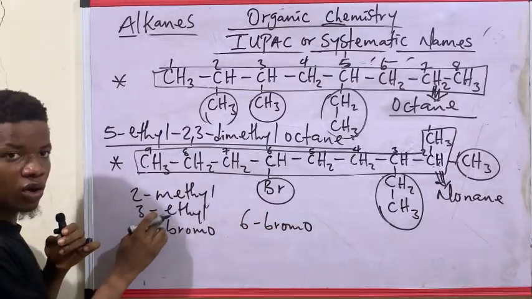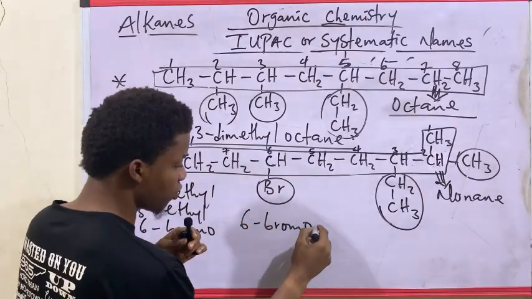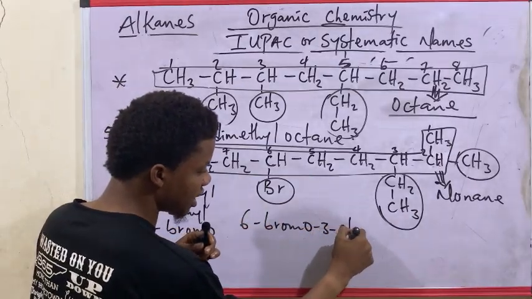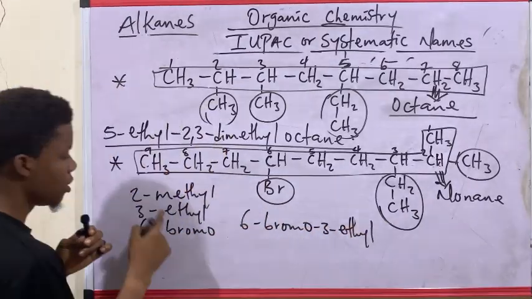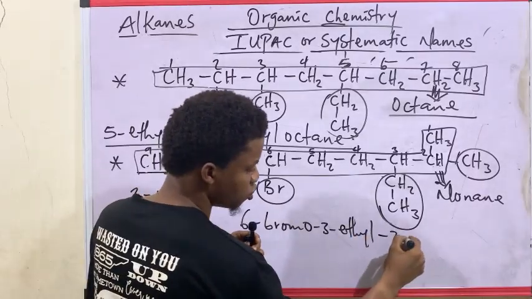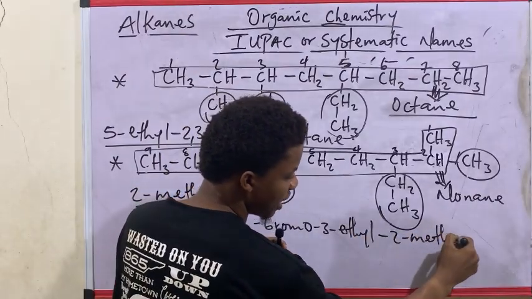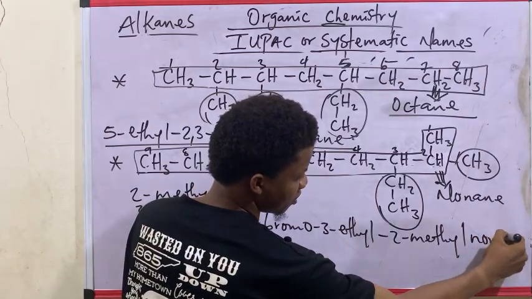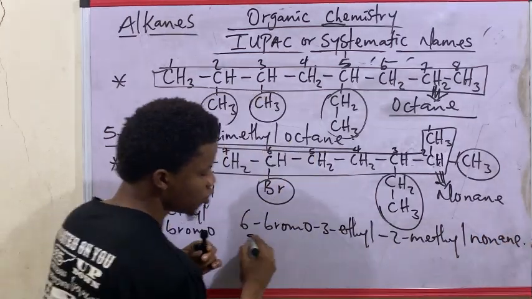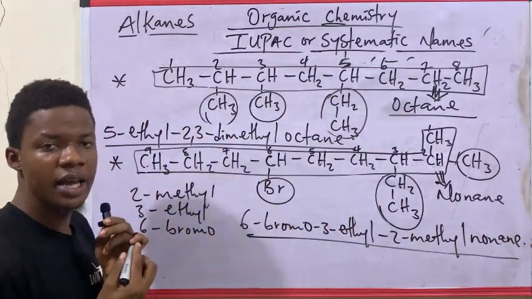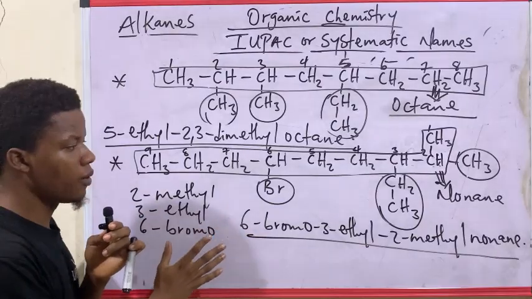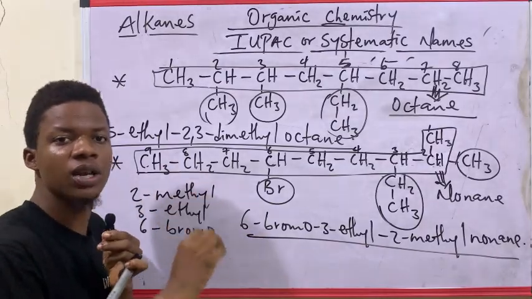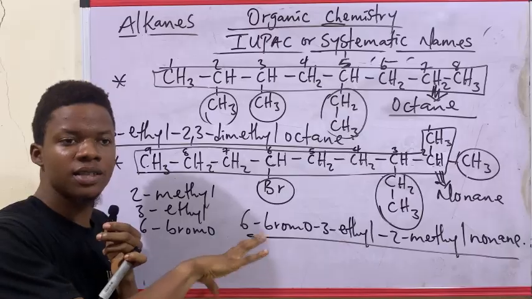Between M and E, which one comes first? E, right? So it now becomes what? 3-ethyl, then 2-methyl nonane. So this is the name of this compound. All right, I hope it is clear. If it's not clear, please drop a comment below.